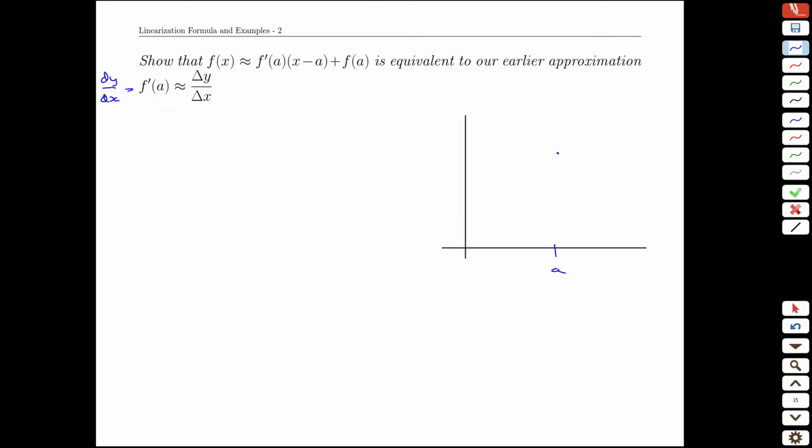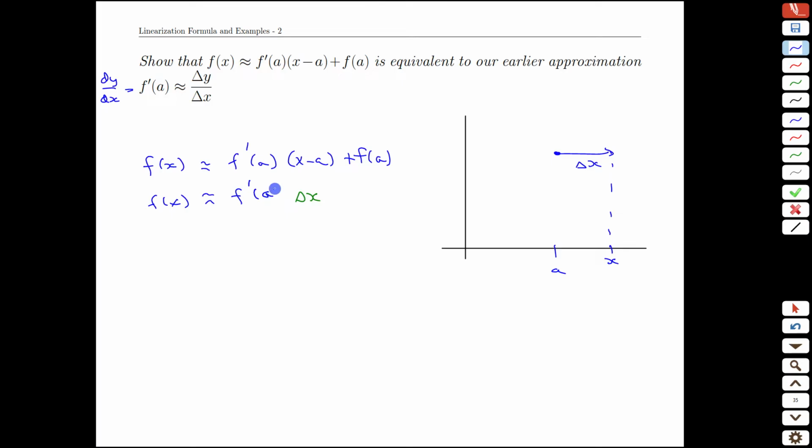Imagine we have a reference point a and we go out for delta x here. The idea is that new point is some x value. If we use that, let's take a look at this formula here. Our function is approximately equal to f prime of a, x minus a, plus f of a. Well, if we're building our estimate around a, the distance from x to a is exactly what delta x is. So that's delta x. So f of x is approximately the slope times delta x plus f of a.